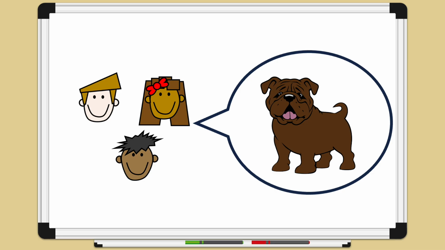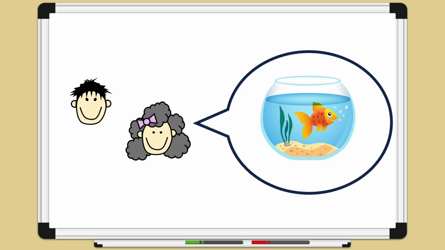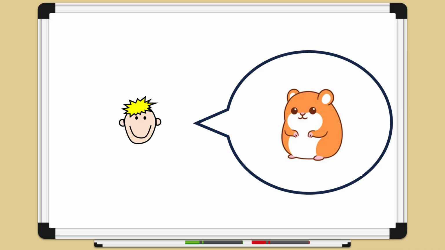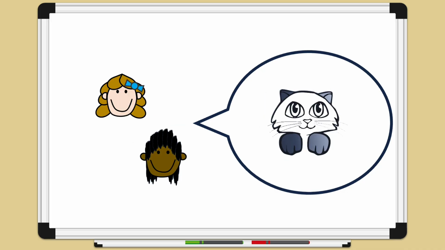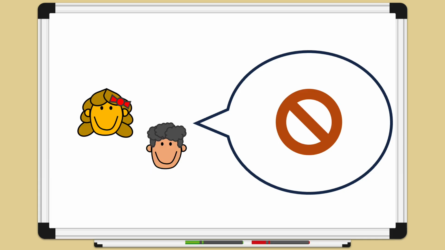3 students say they have dogs. 2 students say they have goldfish. 1 student has a hamster. 2 students have cats. And 2 students have no pets.